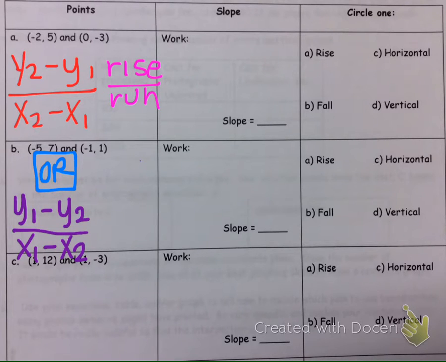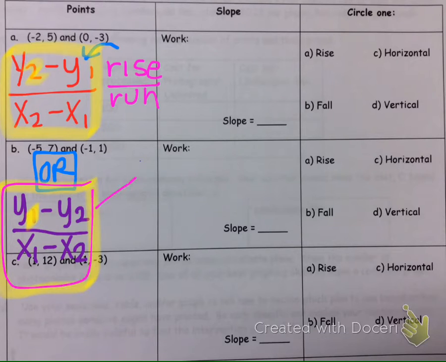And the way that I remember it easily is rise sounds like wise. Rise, wise, rise, wise. So that's how I remember rise helps me remember it's the y's. So I need to subtract the y's, and both of these formulas work. So that means it doesn't matter if you start with the first ordered pair or the second ordered pair. So I'm going to use this one here.